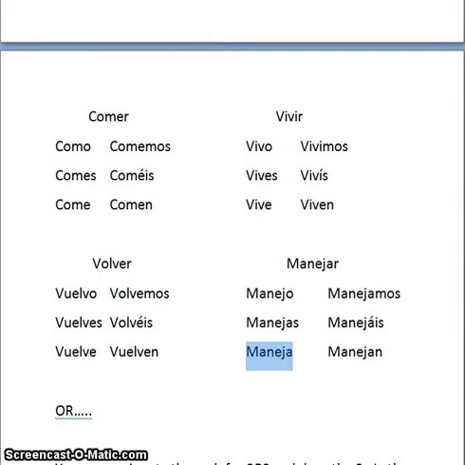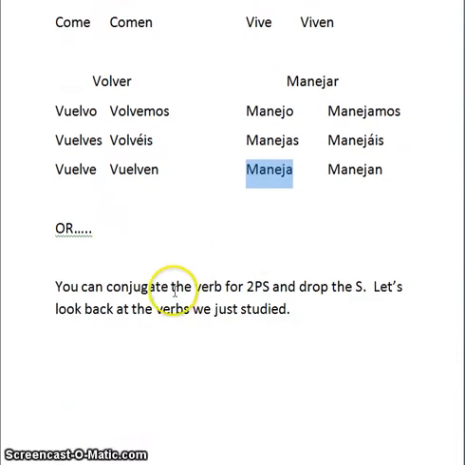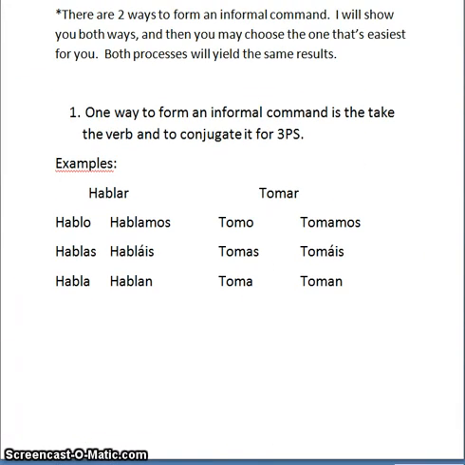The other possible way that you could think of that is conjugate the verb for second person singular and drop the S. Now let's go look back at those verbs and let's compare. All right, so the difference with thinking about the second person conjugation is that you're actually looking at the tú conjugation for each one of them. So it's yo, tú, él, ella, usted, nosotros, vosotros, ellos, ellas, ustedes. So when you go to the tú command, that's another possible way that you could do it. Conjugate for tú, lose the S. Habla. Do you see how this, in comparison to this, yields the exact same results?